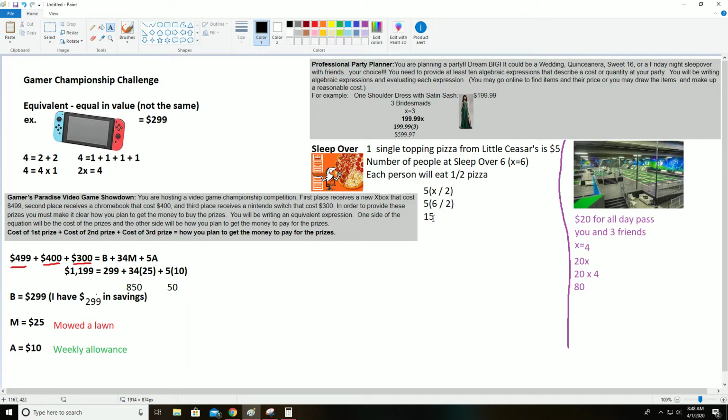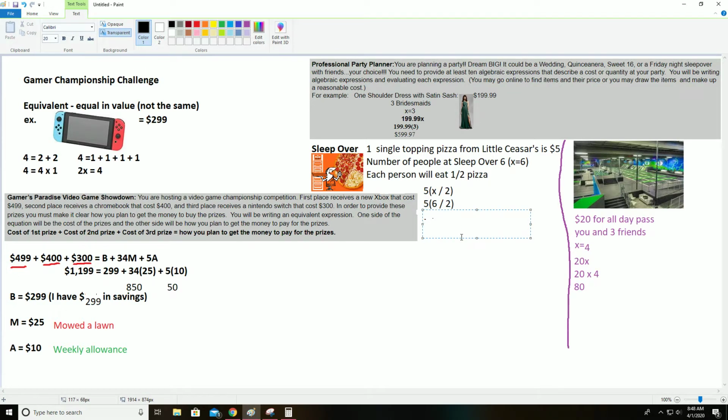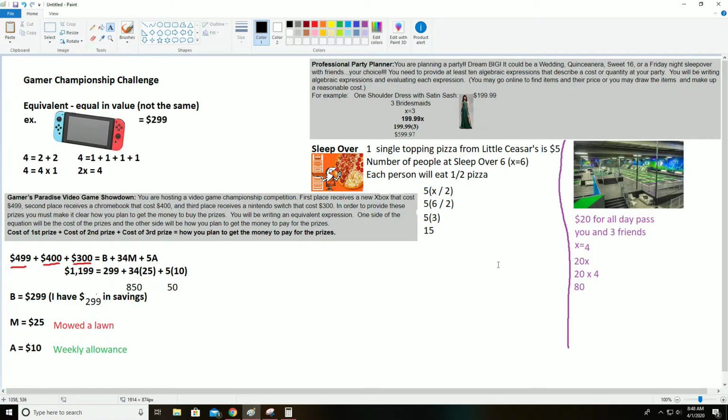I'll tell you what, I'm gonna help you out because I bet this will make this a little bit clearer. So 5 times 3, and then 5 times 3 is 15. So I'm going to need $15 to make sure I'm able to feed everybody that's coming to my sleepover.